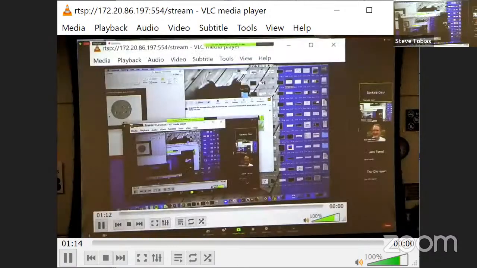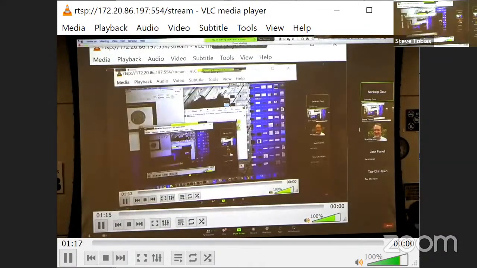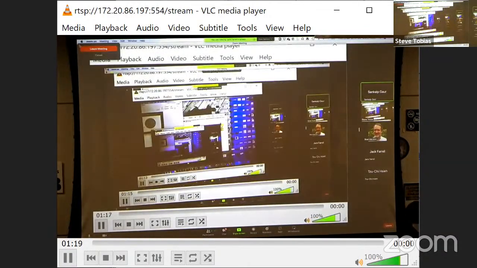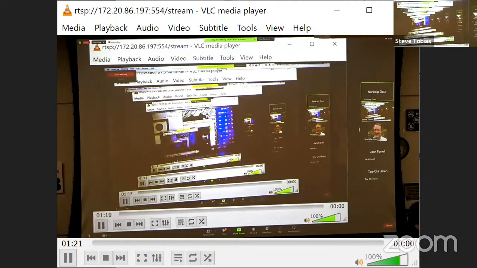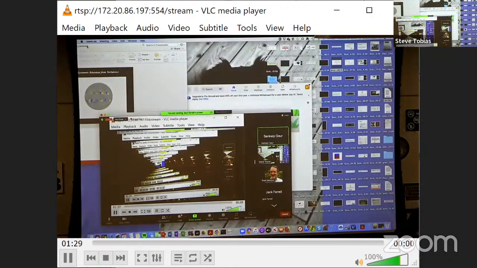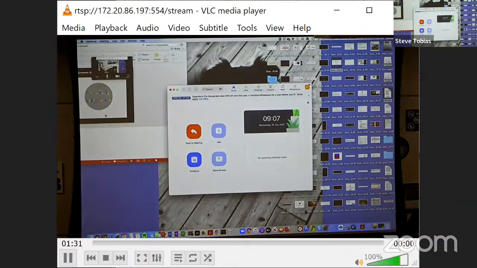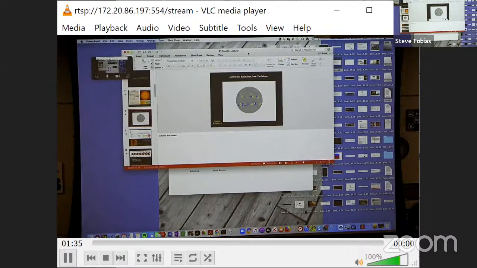Oh, did I just maximize Zoom? I did, didn't I? Oh no, I don't want to leave the meeting. First you have to minimize it. Which one? The green one. And then the yellow. And now go to the slides. Yeah. And then just. Yeah.